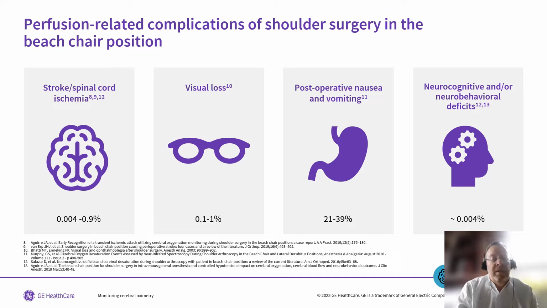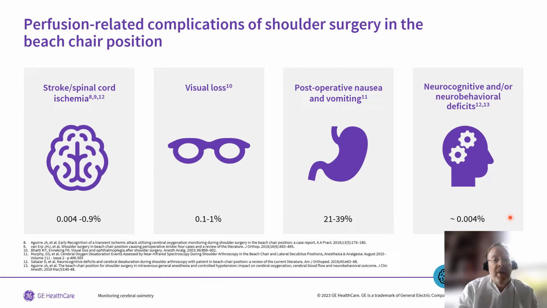So if you take a look at the overall literature to talk about perfusion-related complications for these patients undergoing shoulder surgery, how often do they occur? Well, thankfully, these events are still very, very rare. So frank stroke or spinal cord ischemia or visual loss are still very uncommon. There is also a small but significant incidence of neurocognitive or neurobehavioral deficits. This number is small, but it's not zero, and it's certainly higher than in patients undergoing other routine procedures that are not done in this position.